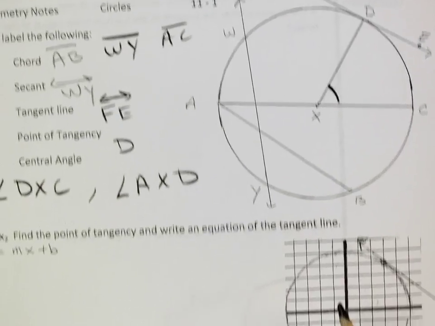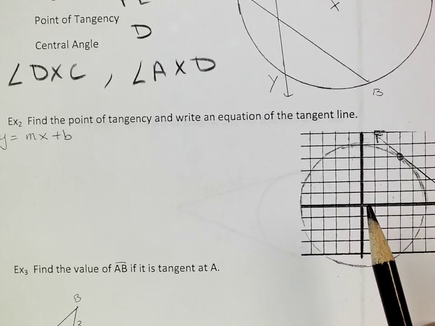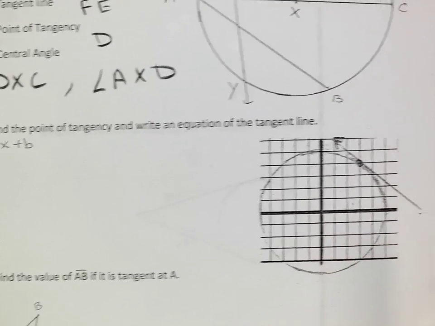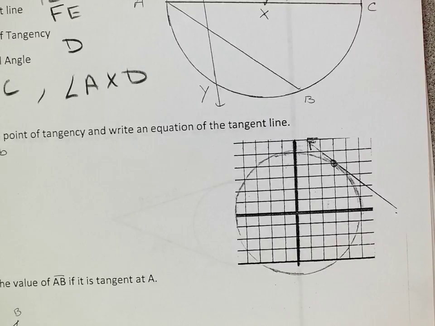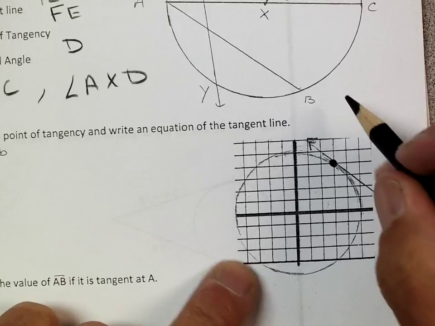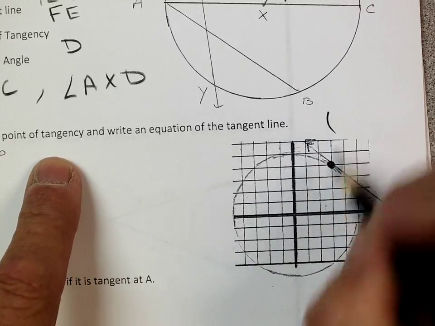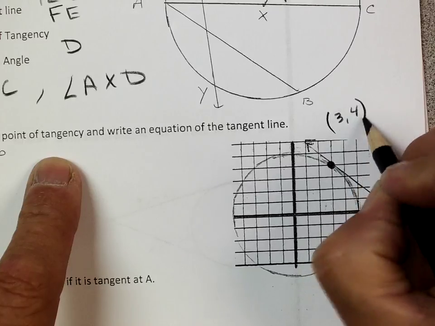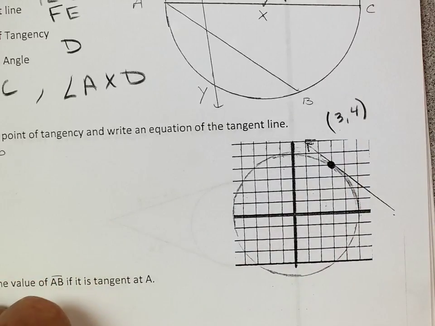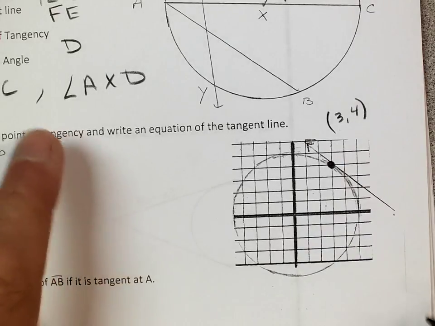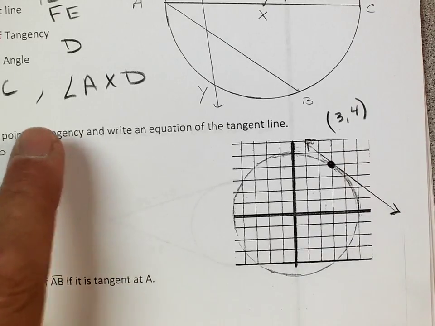Okay, example number 2. Find the point of tangency and write the equation of the tangent line. Okay, well, let's see. Find the point. The point of tangency looks like it's right there, doesn't it? So the point of tangency would be at the point (3, 4), okay? Now, write an equation of the tangent line. So we need this line right here, okay?